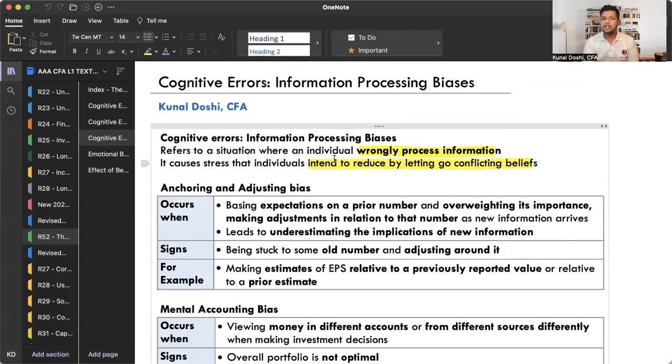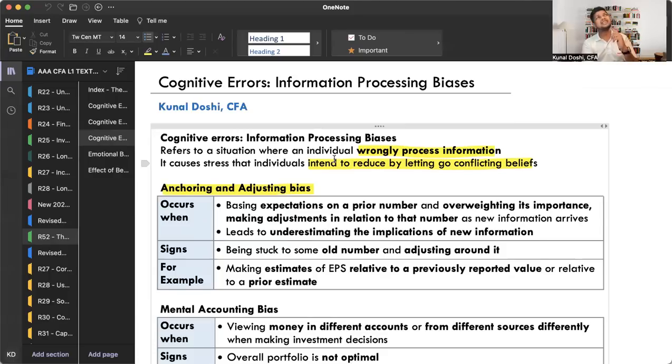The first cognitive error with respect to information processing is anchoring and adjusting. An anchor is something on a ship. You remember, on the ship there is an anchor which holds the ship to the dock, and the ship, even if it is floating around, stays near that. Correct. So how does this work here?